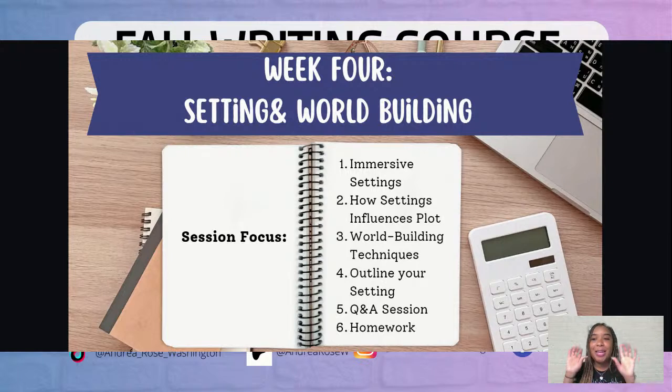settings and world building. This is probably my favorite part of writing a book. I love creating a new world. I love creating the rules. I love everything that comes with world building and the setting, because your plot is the bones. They hold you up, they keep you strong and sturdy. The characters are your nervous system. The setting and the world building, they're the skin, baby. They make you look pretty.